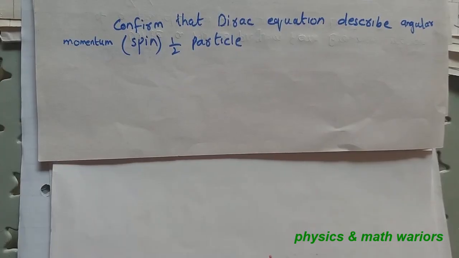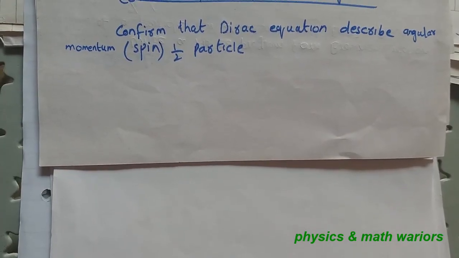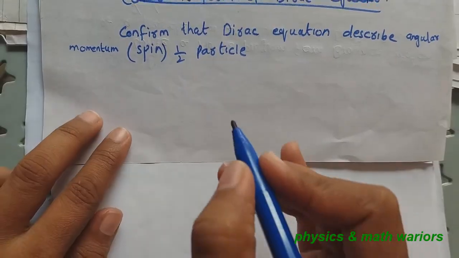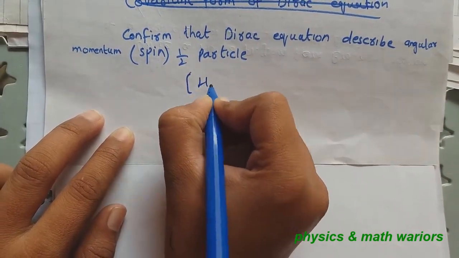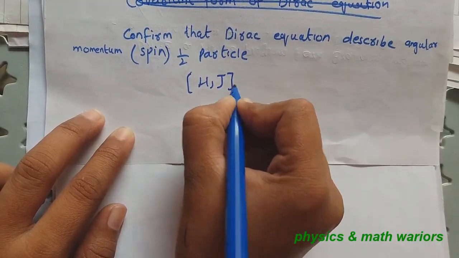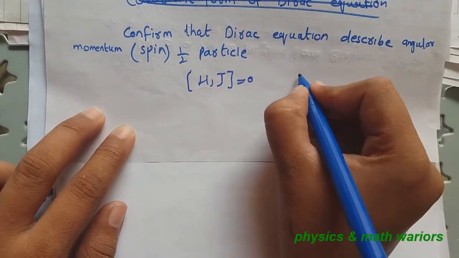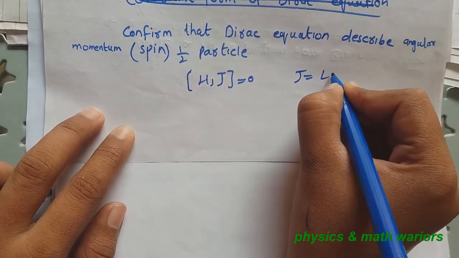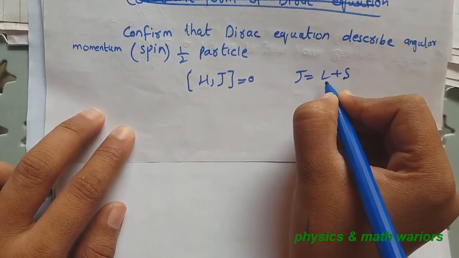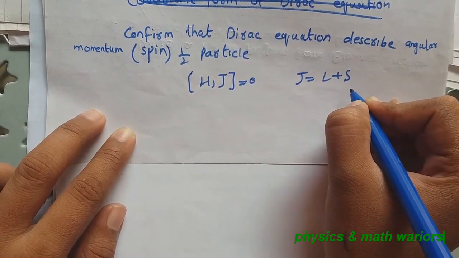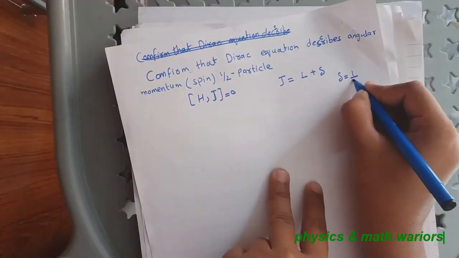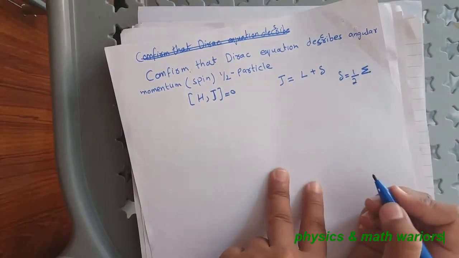In this video, we will see that the Dirac equation describes the spin 1/2 particle. For this, we will find the commutator of H and J, which is equal to 0, where J is equal to L plus S. L is the orbital angular momentum and S is the spin angular momentum, which is 1/2 Σ.